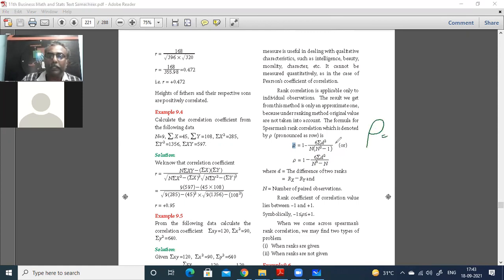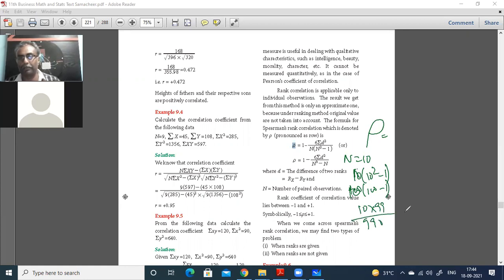This is rho: 1 minus 6 sigma d squared by n into n squared minus 1. That is the formula. You don't have to remember the second part, because n into n squared minus 1 is essentially n cubed minus n. Suppose 10 girls are ranked, then n is equal to 10. 10 into 10 squared minus 1 is 10 into 99, that is 990, which you get as the denominator. Very simple formula: 1 minus 6 sigma d squared.